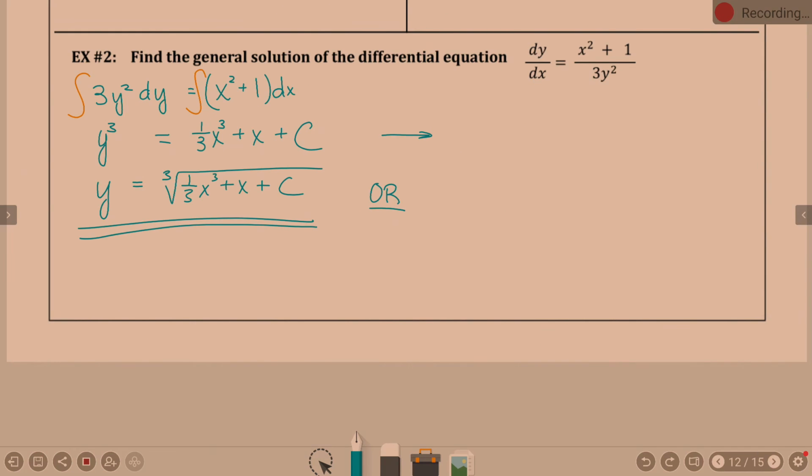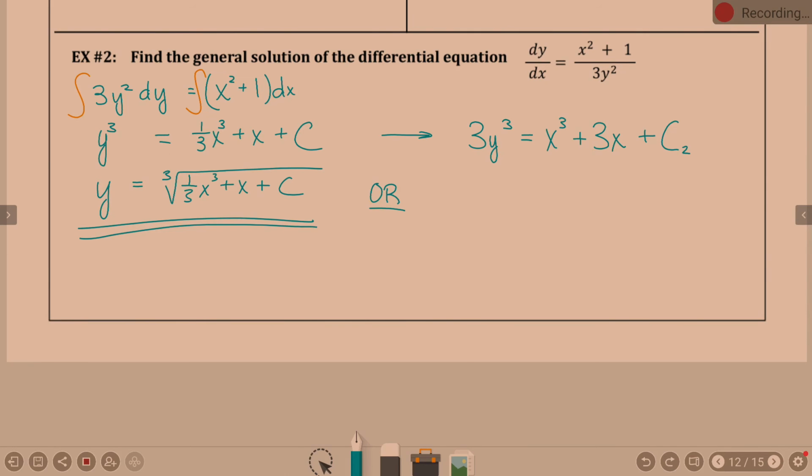If we're going to do that, in this case, we could get rid of the fraction, right? How do we get rid of that fraction of 1/3? I don't want to divide by 3. Oh, okay, then I'll go with it. We can multiply by 3. Say 3y cubed equals x cubed plus 3x.